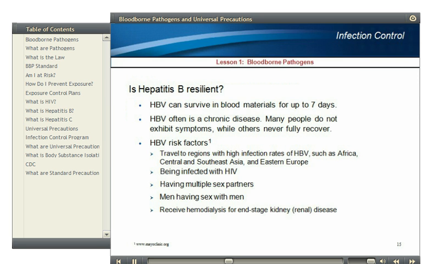HBV risk factors. Travel to regions with high infection rates of HBV, such as Africa, Central and Southeast Asia, and Eastern Europe. Being infected with HIV. Having multiple sex partners. Men having sex with men. Receiving hemodialysis for end-stage renal disease.